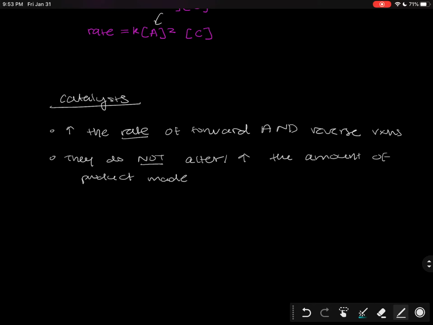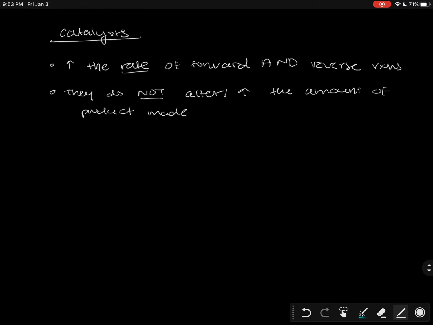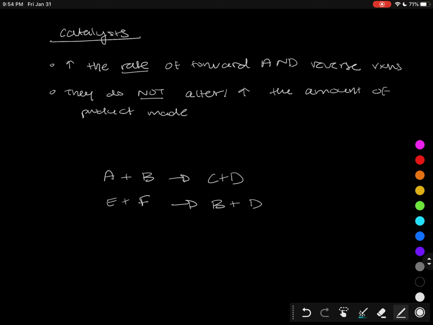They're not increasing the amount, they're increasing the rate, and that's an important distinction, and I hope you guys understand that. Okay, so now let's go over what a catalyst would look like if it appeared in a reaction. So, E plus F goes to form B plus maybe D again. Okay, so a catalyst is something that's going to show up first as a reactant, and second as a product.